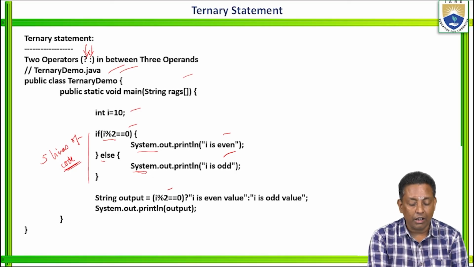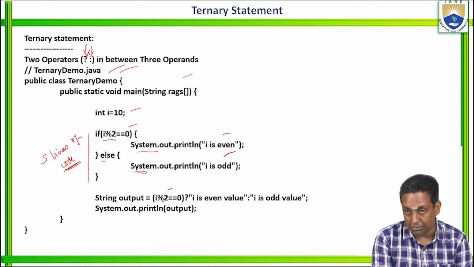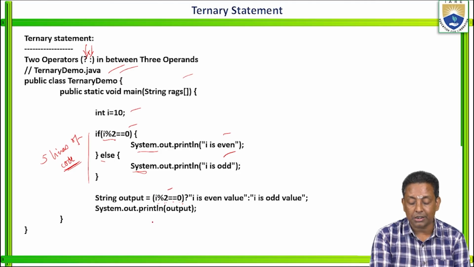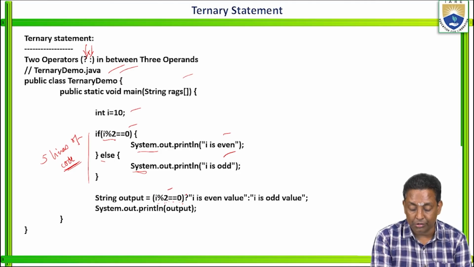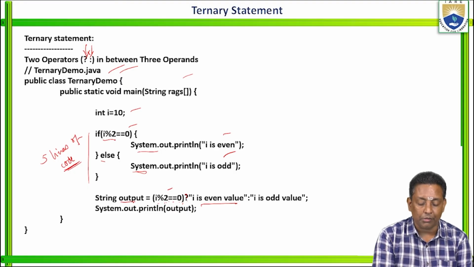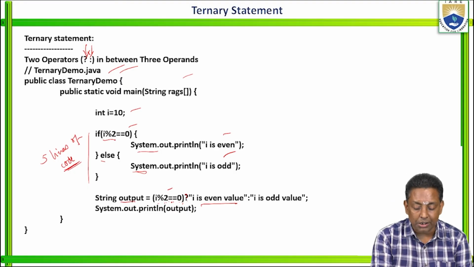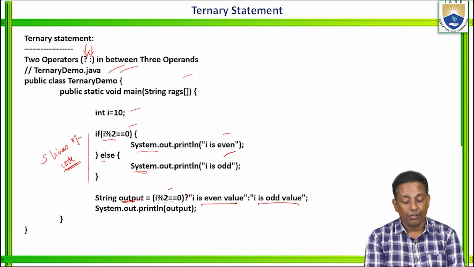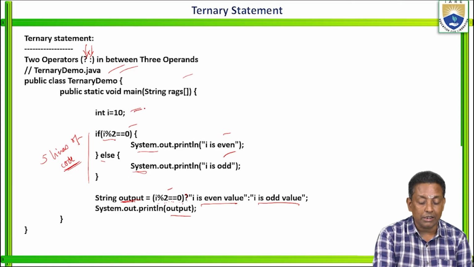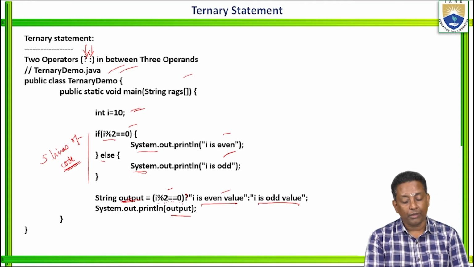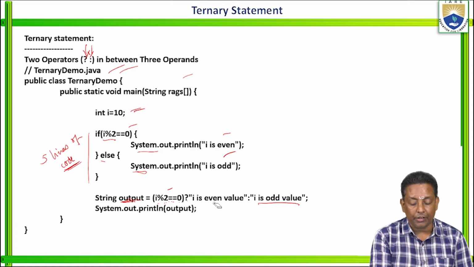So how to write it here? i modulus 2 is equal to 0. If i divided by 2 remainder is 0, write that in the condition. If the condition is true, question mark, the 'i is even' value is written here. If the condition is not satisfied, the 'i is odd' value is written here. Finally, you print the output. Because i is 10, the 'i is even' value will be assigned to the output variable. Output will be printed as i is even.